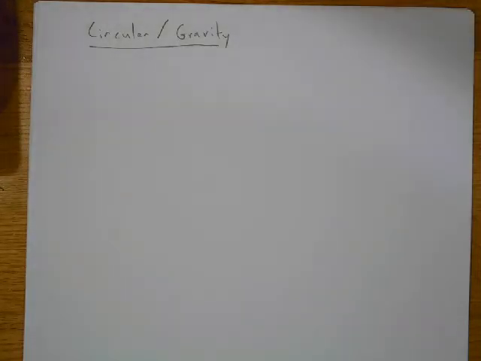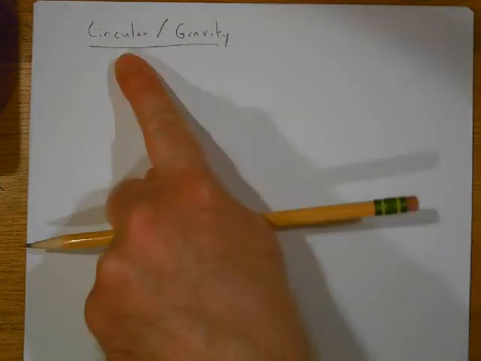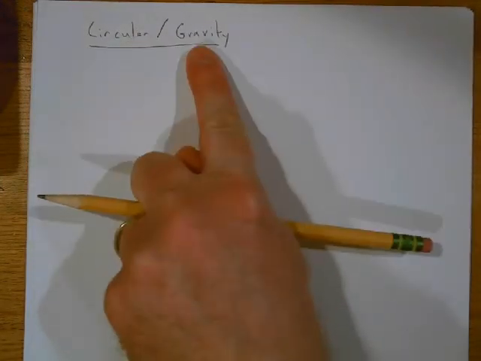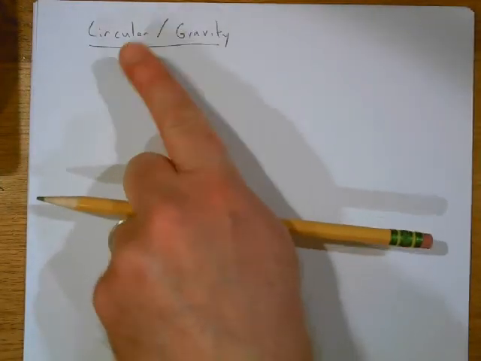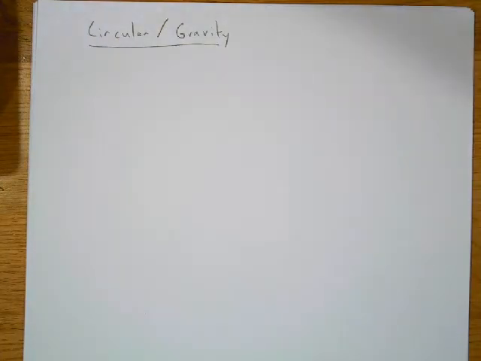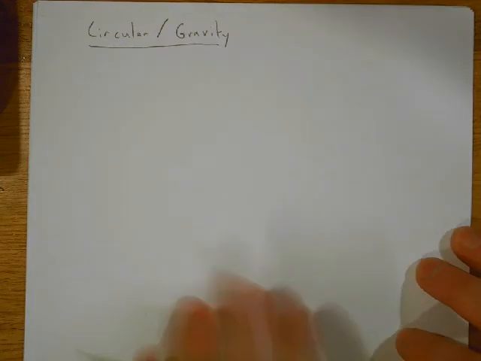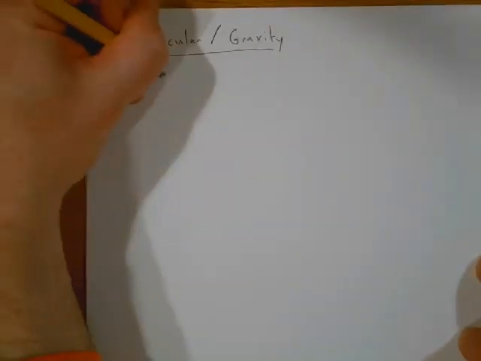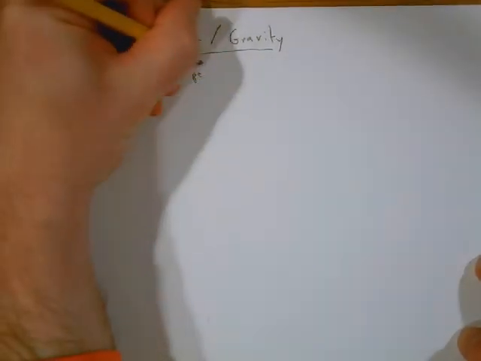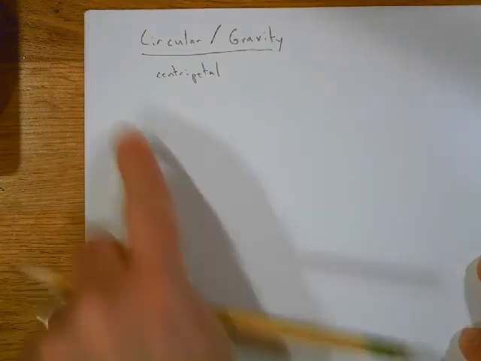Kids. All right. This one is about circular motion and gravity. Couple things just to remember as far as some basic stuff you need to understand with circular motion and gravity is you need to understand the word centripetal. Remember, this means going in a circle.